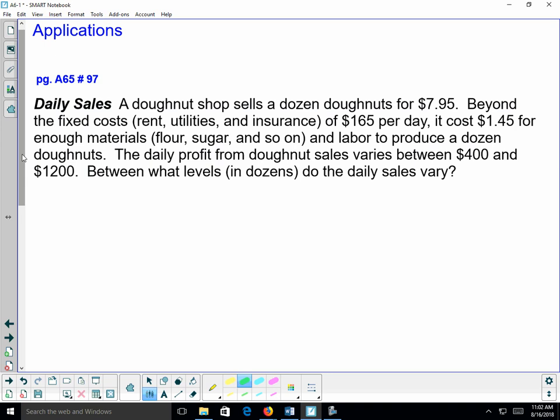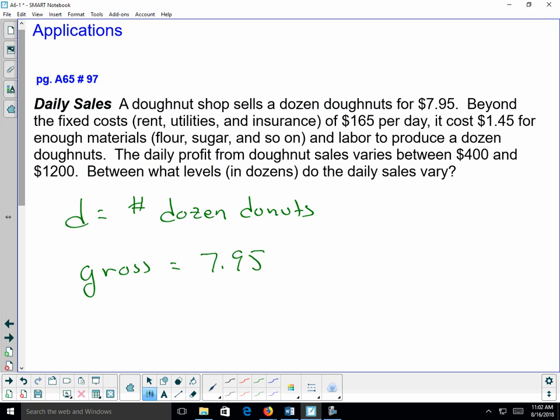The first thing I have to do is come up with a variable that represents the number of dozens of donuts. To me, it makes sense to use D. So D equals the number of dozens of donuts. If I'm the owner of the shop and I'm making $7.95, I have what's called my gross, which is the amount of money I'm bringing in, which does not account for my costs. So my gross is $7.95 for each dozen donuts that I sell.